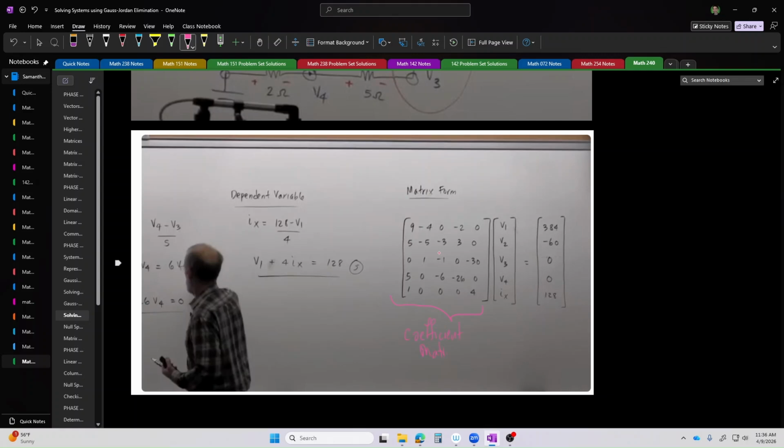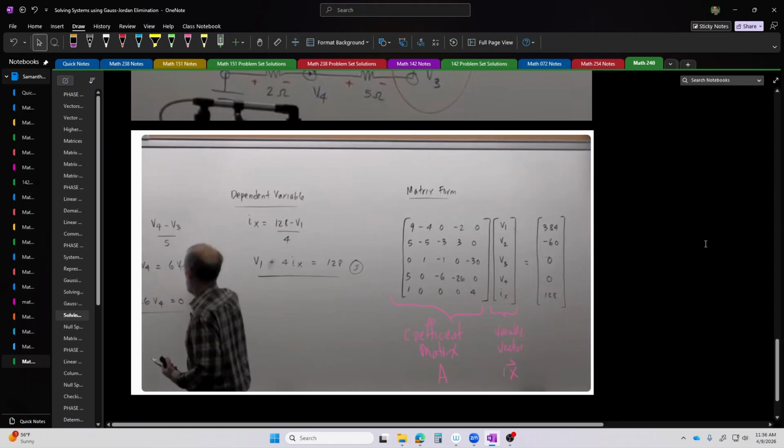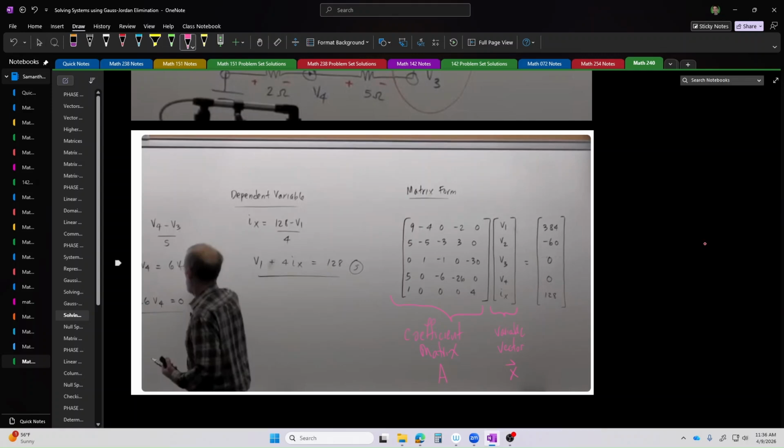what we have called in this class capital A. This vector here is storing his variables, which we have called in this class the vector x. And on the far side of the equation is his outputs vector, which we have called in this class b.